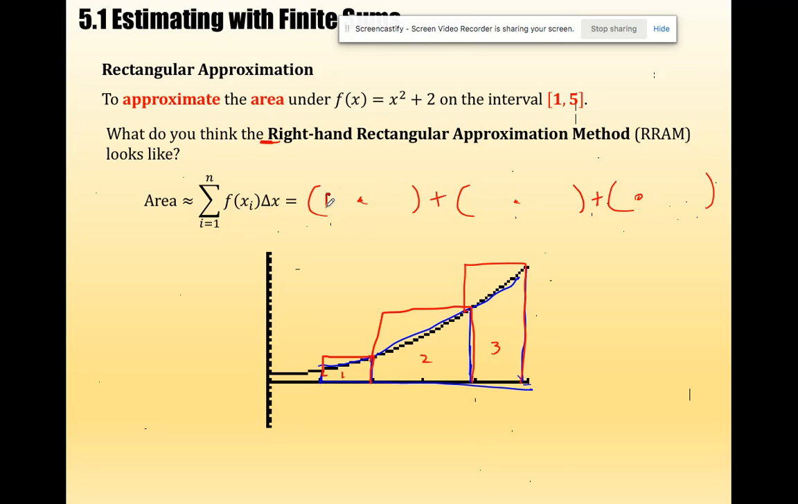So my function heights would be f of what? 2 times delta x. F of 4 times delta x, which is how big is that rectangle? How long? How wide? Right? Uneven intervals. Can you see, though, that the area of those 3 rectangles is too high?